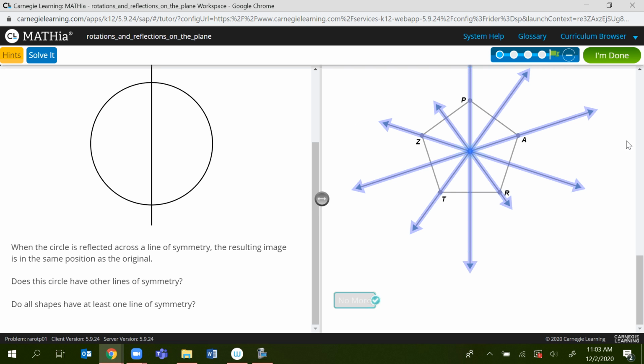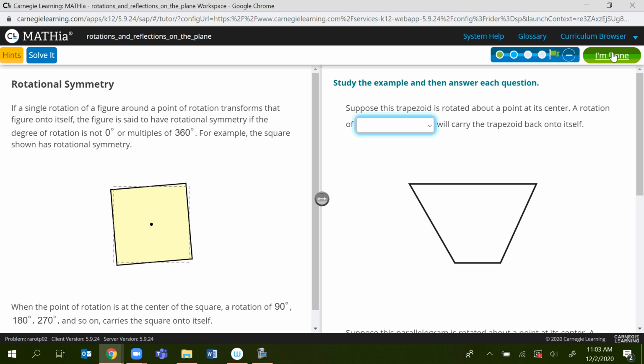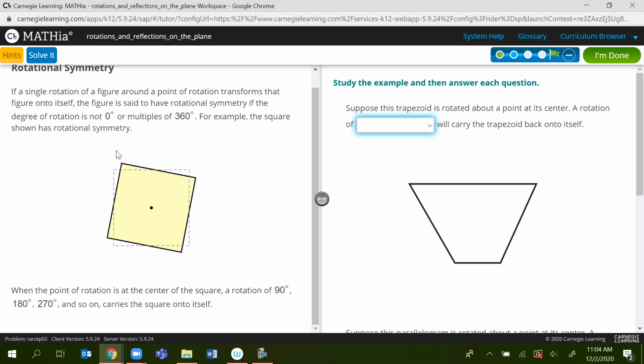And that's the end for this question. So you can press I'm done. And we would move on to the next question of your rotations and reflections on the plane. Now we're talking about rotational symmetry. If a single rotation of a figure around a point of rotation transforms that figure onto itself, the figure is said to have rotational symmetry. If the degree of rotation is not zero, or multiples of 360, for example, the square shown has rotational symmetry.